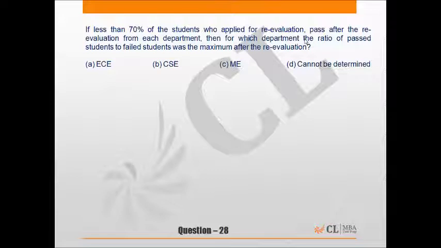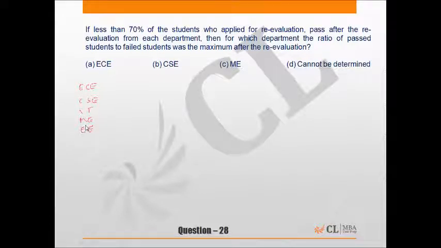Now, less than 70% could be anything. We don't know. Fine. And we have to find out the department for which the ratio of passed students to failed students was the maximum. First of all, let me assume that the number of students who passed among the ones who applied for re-evaluation is the maximum possible and less than 70%. So let's see. There are 5 branches: ECE, CSE, IT, ME and EE.